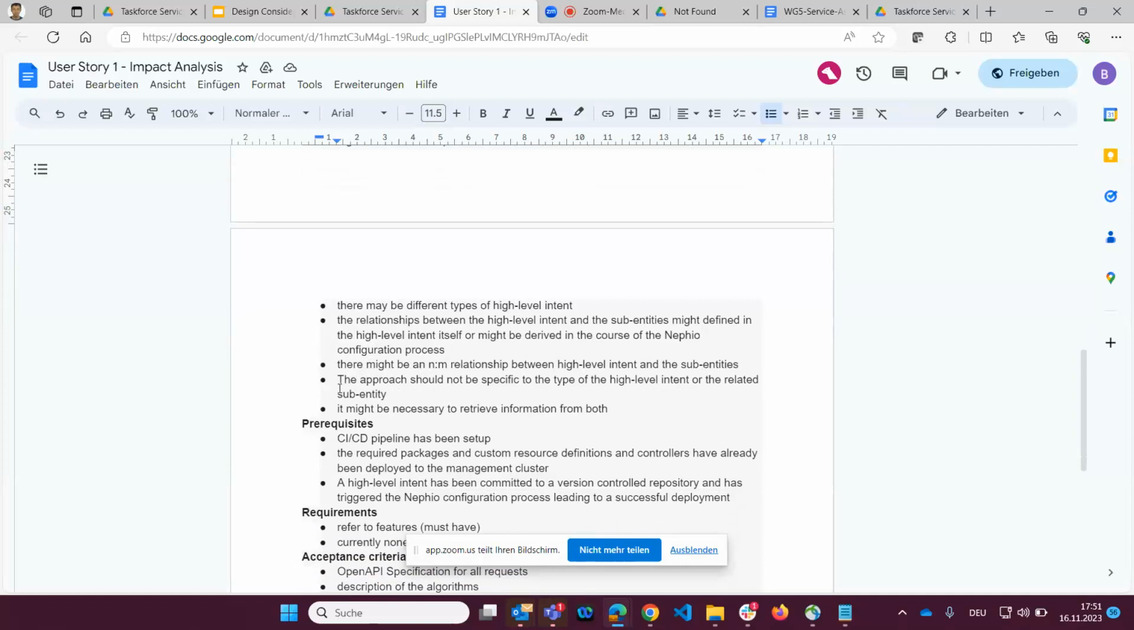The approach should not be specific to the type of high-level intent or the related sub-entity. That means this approach should be generic. We should not have to say, if it's a high-level intent of type X, then we have to do it differently from a high-level intent of type Y. And the same applies for the sub-entities. We should have a generic approach here.